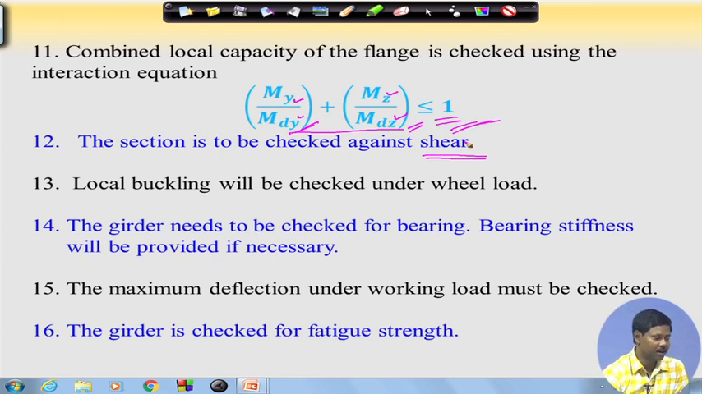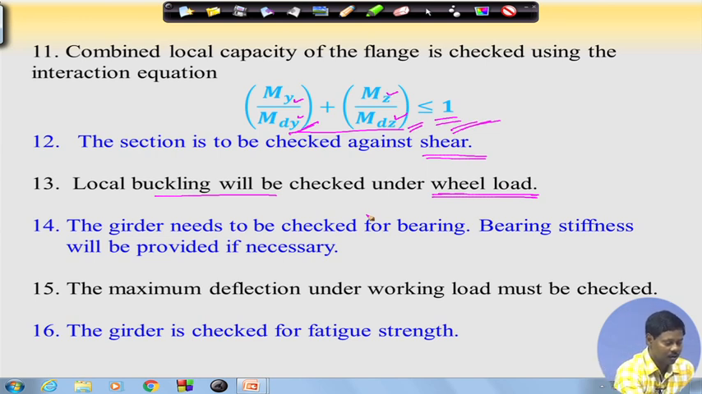Generally it does not fail against shear, but in any case if it fails, again we have to increase the section size or take certain measures so that it does not fail against shear. Then we will go for the local buckling check. Local buckling will happen under wheel load. If it is going to fail, then we have to provide some additional stiffener to arrest this local buckling, or provide certain bearing, or different measures can be taken, or we can increase the section size.